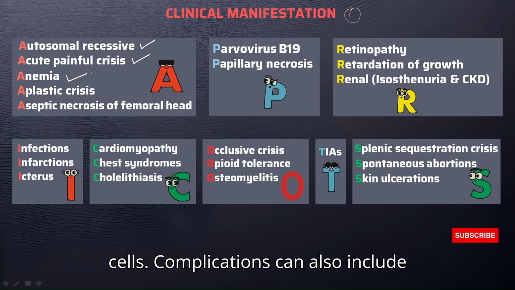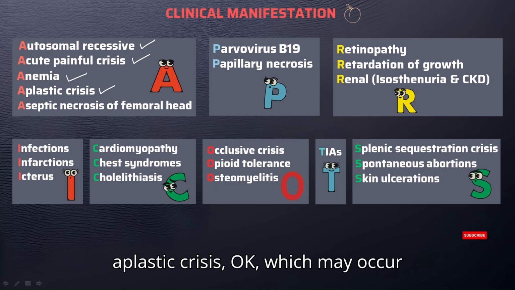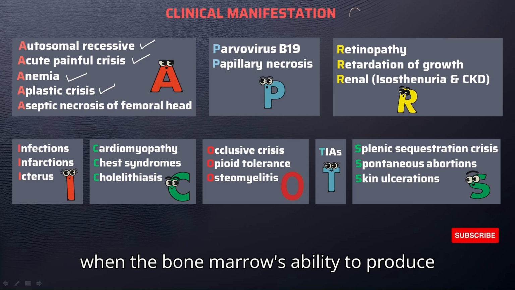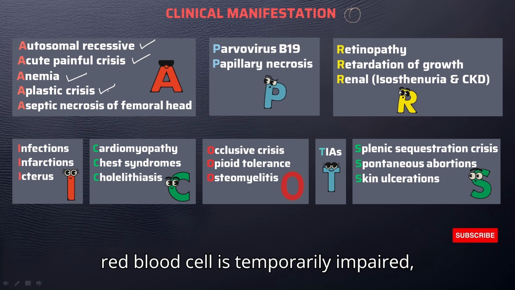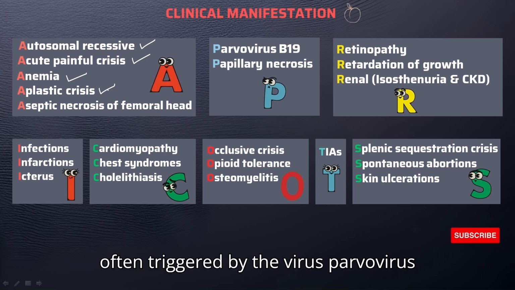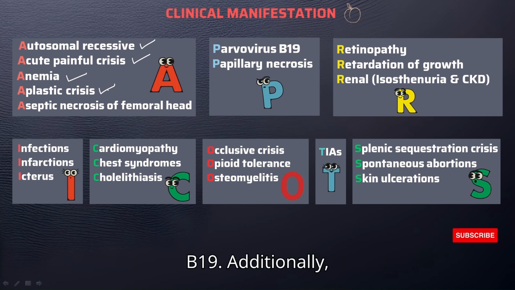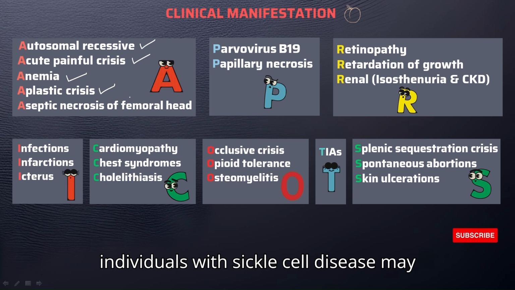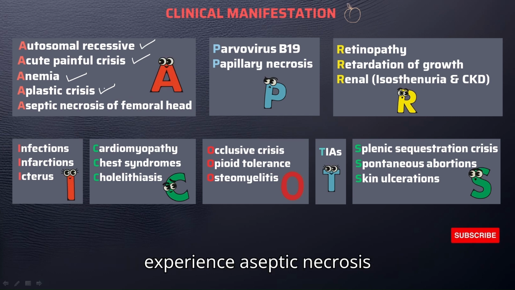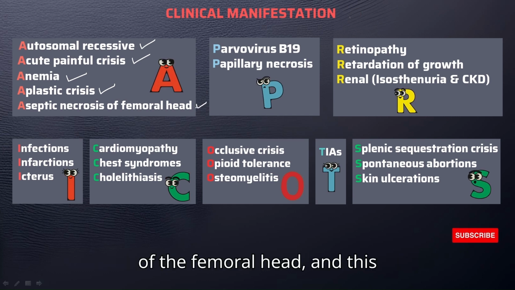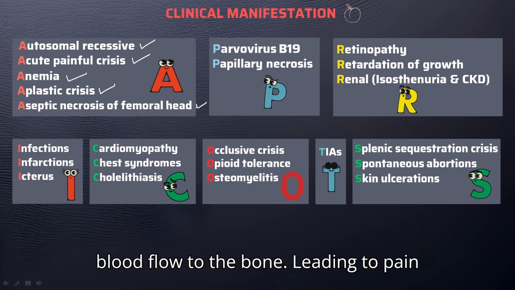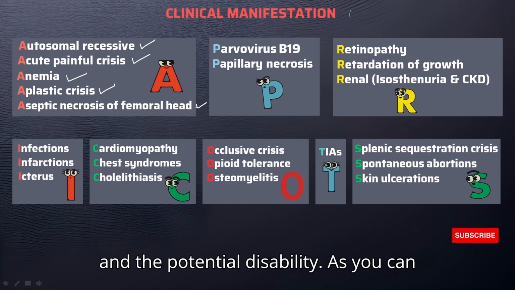Complications can also include aplastic crisis, which may occur when the bone marrow's ability to produce red blood cells is temporarily impaired, often triggered by the virus parvovirus B19. Additionally, individuals with sickle cell disease may experience aseptic necrosis of the femoral head, a condition caused by reduced blood flow to the bone, leading to pain and potential disability.